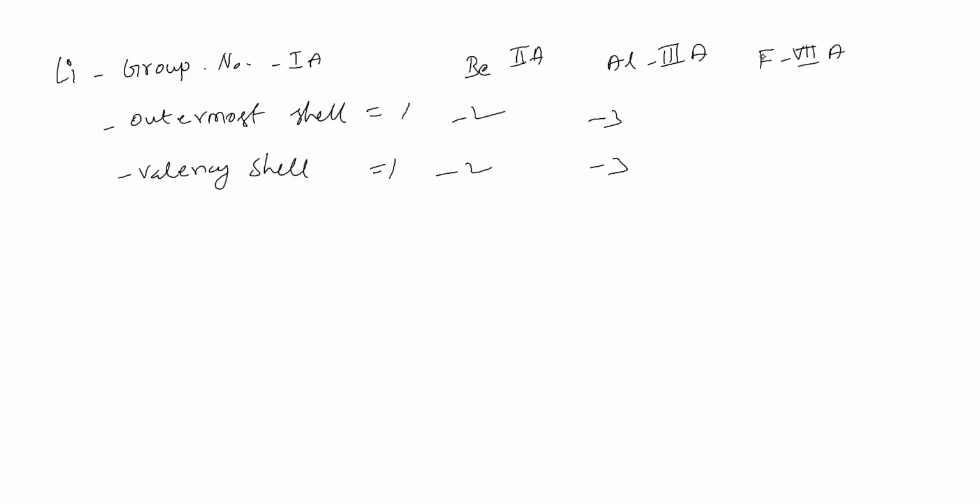Okay, now we will take chlorine. We'll take Cl, group number 7A. So this valence shell contains 7 electrons. The outermost shell contains 7 electrons. Based on this, how to draw the structures, that we will see.